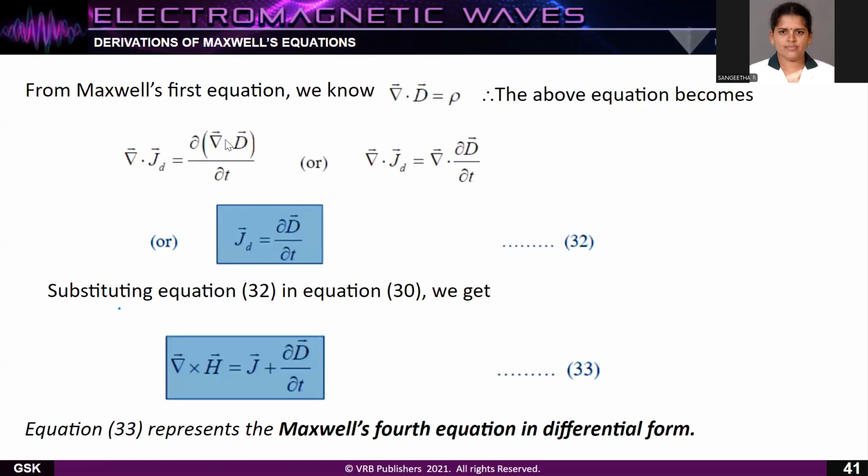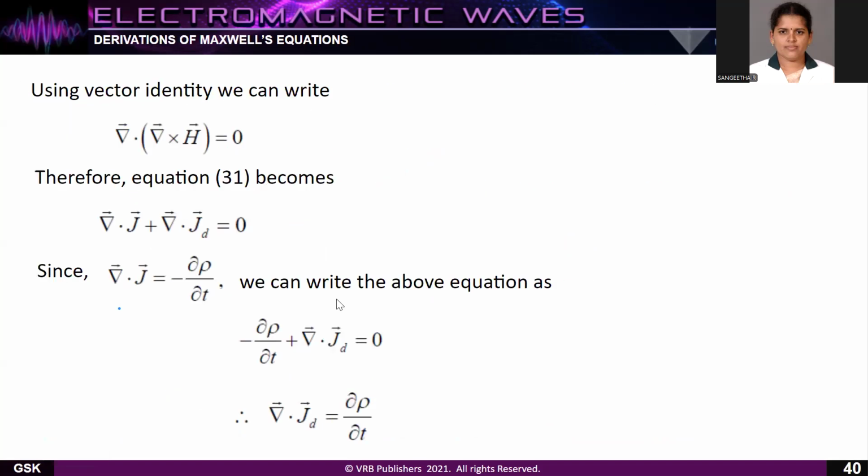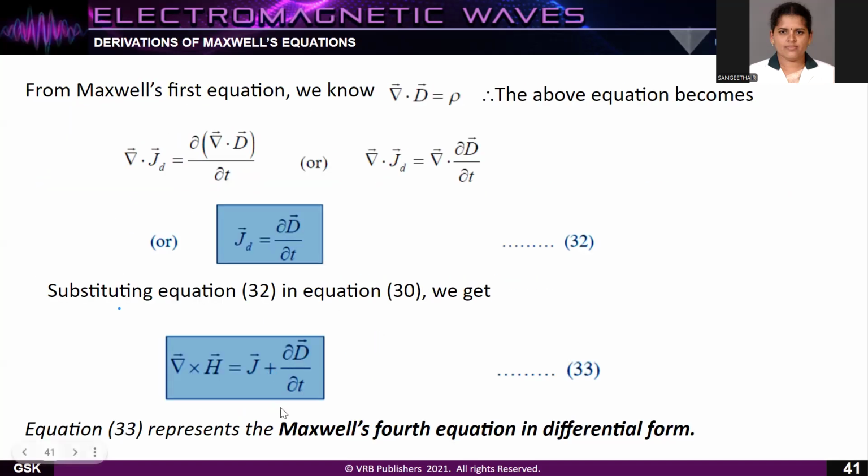Here, what is Maxwell's first equation? Del dot D vector is equal to rho. So instead of rho in the above equation, substitute del dot D. Bring this del outside and dou by dou t inside. Both sides have del, so it cancels. So JD is equal to dou D by dou t. Substitute this in the above equation. Instead of JD, we are substituting dou D by dou t. This is Maxwell's fourth equation.